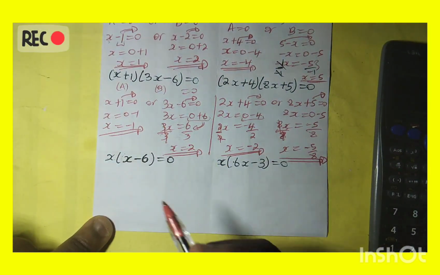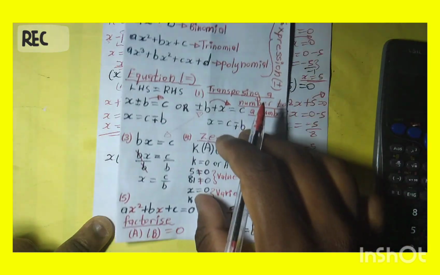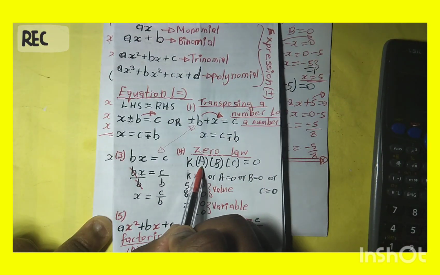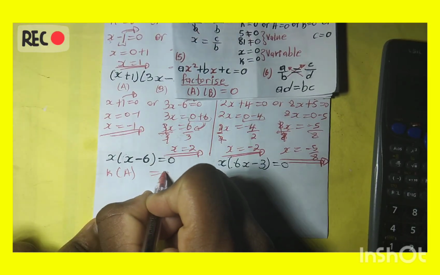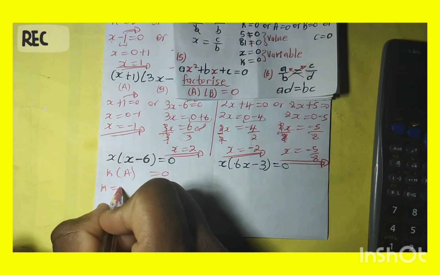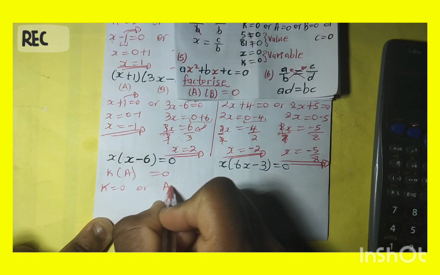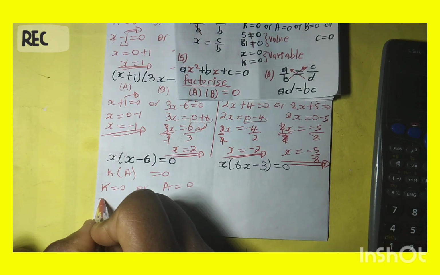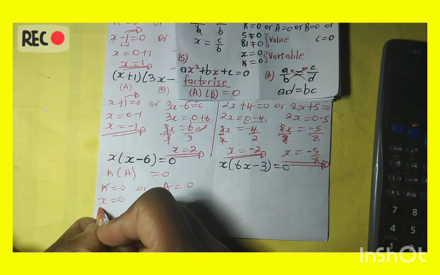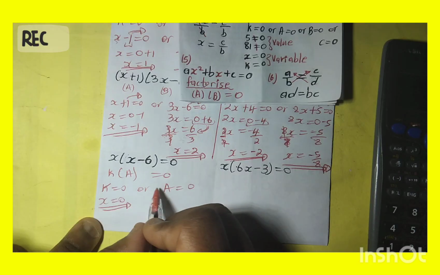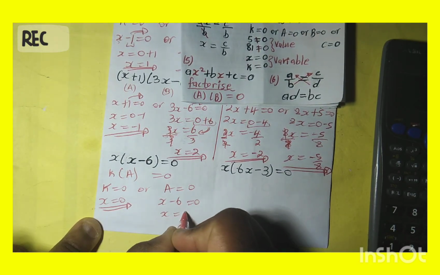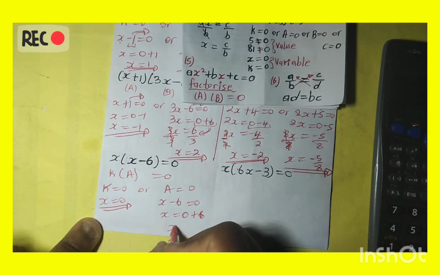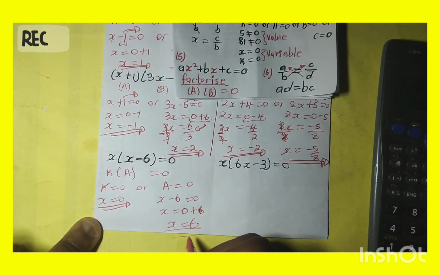Then what about these two questions? For this one, it is something like this. We have our k and bracket a, and k and bracket a are equated to 0. You equate each thing to 0, say, or it is equal to 0. Our k there is x, meaning this is the answer that we have. Our bracket a is this one. Then you can solve for x, meaning your answer is 6.